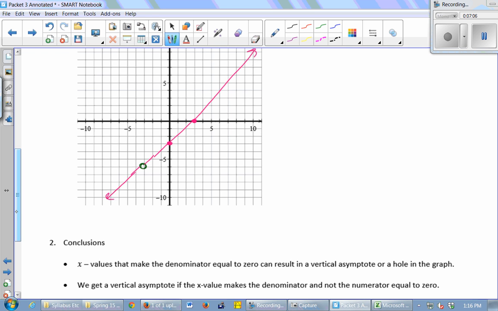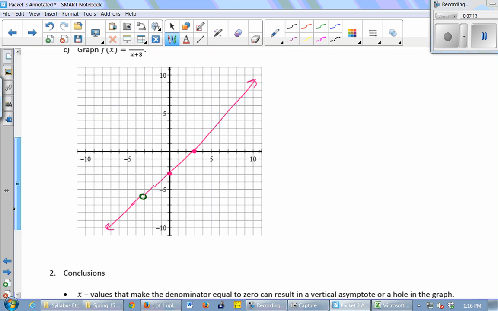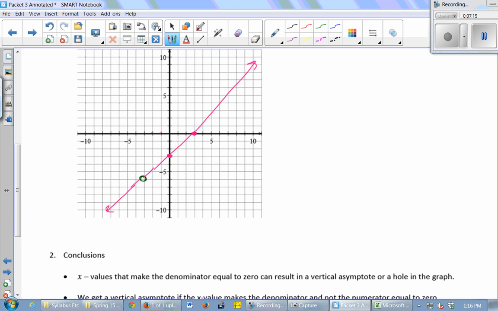It happens when the x value is -3, the value excluded from the domain. So I just went to my graph, I went to x equals -3, down to my line, and inserted a hole. So there is no vertical asymptote, but there is an excluded value. So this is the conclusion.